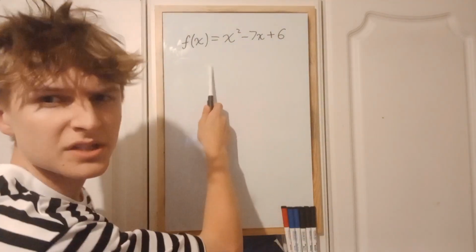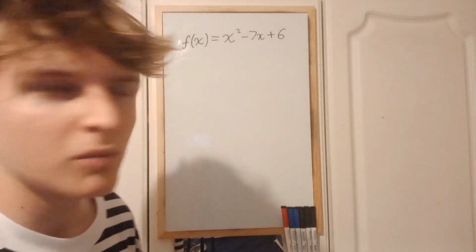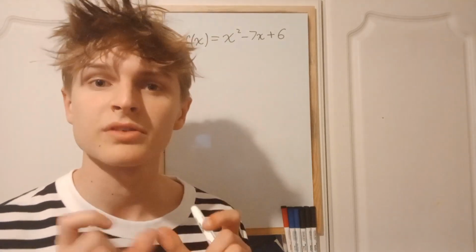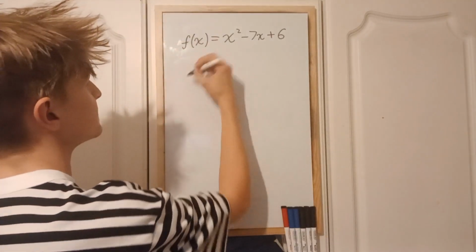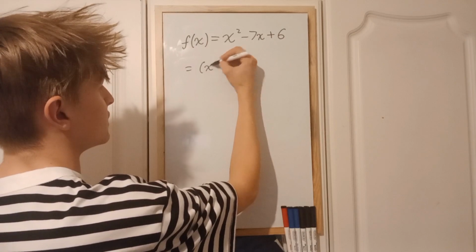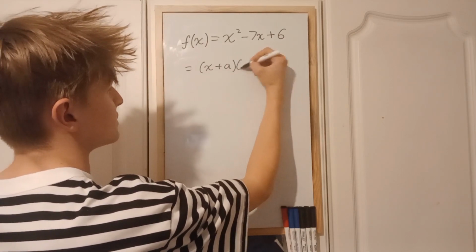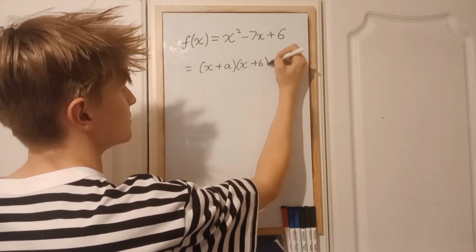Okay, so to figure out how we can write any quadratic polynomial as a nice product of two factors, I'm going to ask you to take a look at this specific example here. So what we're going to want to do is figure out through some process how we can turn it into a product of two factors. So I'm going to say that this function equals x plus some number times x plus some other number.